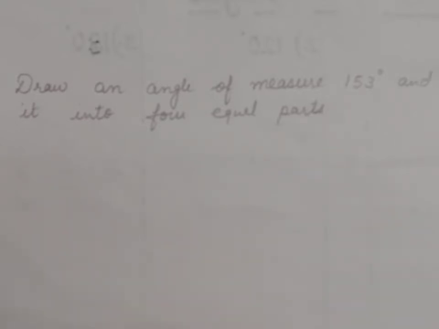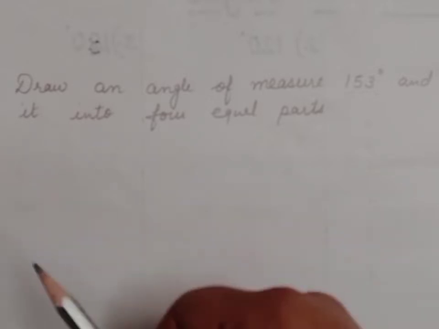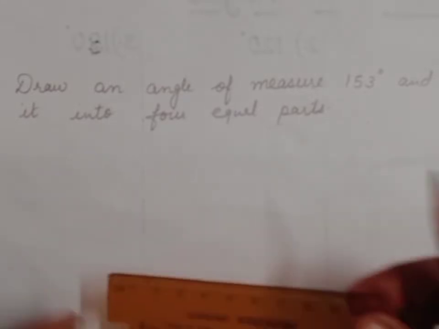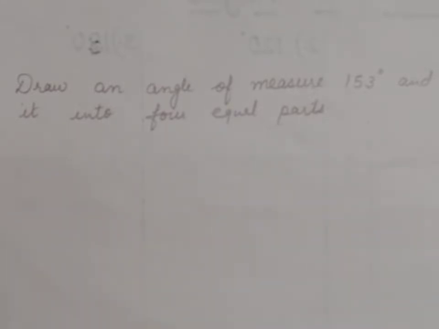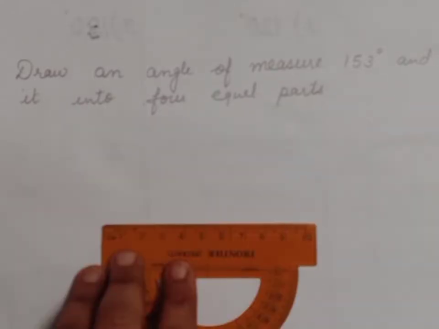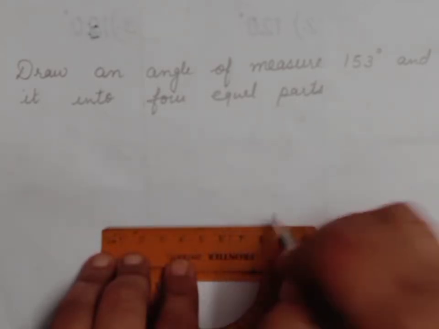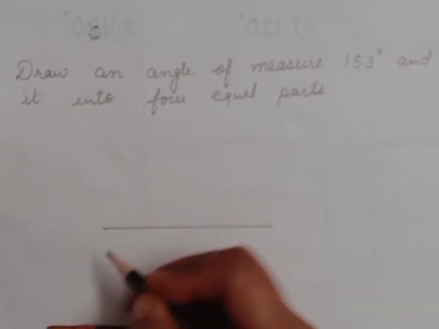Again, what we did in our previous exercise, where we had to divide our line segment into 4 equal parts, right? First of all, we divided into 2 equal parts. Then we got 2 halves here, right? Now we will divide 2 halves into again 2 halves. The same thing we will do here. We will divide our angle into 2 equal halves, then again divide the halves into 2 halves. So first of all, I will draw my angle. We will draw a ray. Its initial point is O.